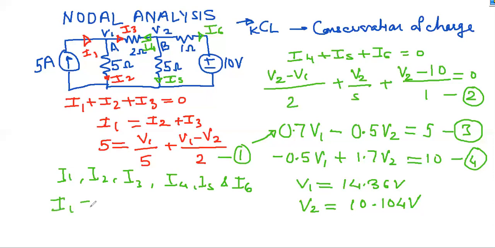I1 is already 5 ampere, then I2 is equal to V1 upon 5. So the value of V1, 14.36, divided by 5, is the value of I2. So this is the basic concept of nodal analysis.